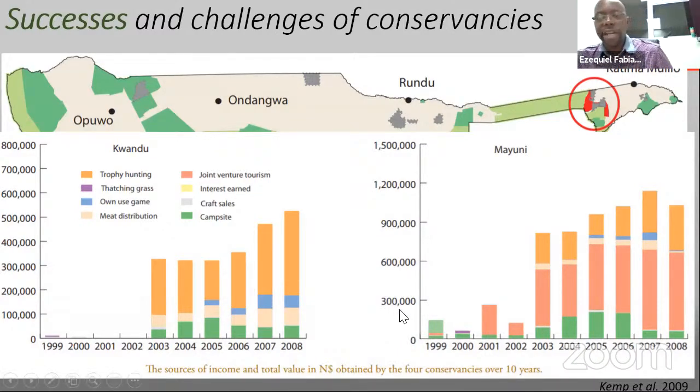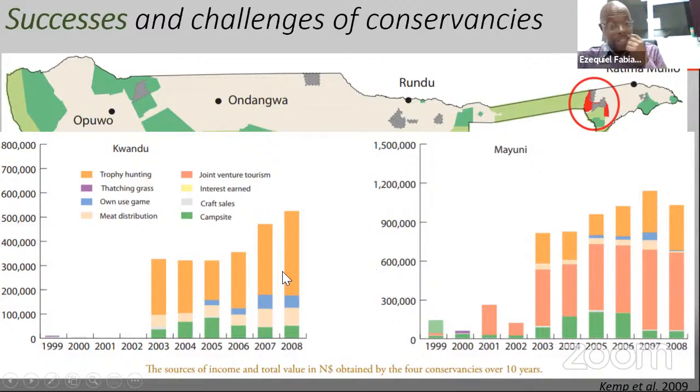So in this slide here, I show simply the example of two communities in the red circle. One is the Kwando Conservancy, and one is the Mayuni Conservancy. And if we look at differences in terms of monitoring value, we can see, for example, that Mayuni is way above 1 million Namibian dollars per year, versus the Kwando, which is slightly less than that.